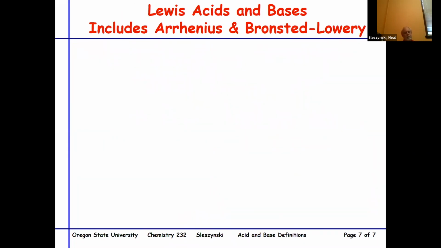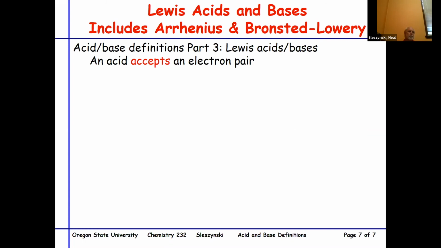Finally, we're going to take a look at a third definition of acids and bases. We're going to talk about Lewis acids and Lewis bases. And again, this is a broader definition that includes everything we've defined as either an Arrhenius or a Bronsted-Lowry acid and base. So our definition part 3 for Lewis acids is: an acid is a molecule that accepts an electron pair during a reaction. A base donates an electron pair during a reaction.